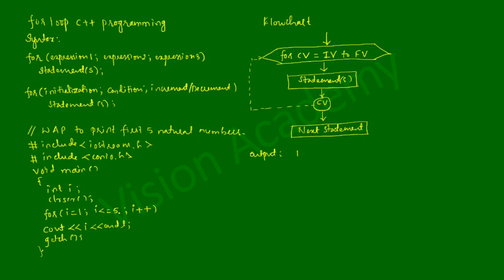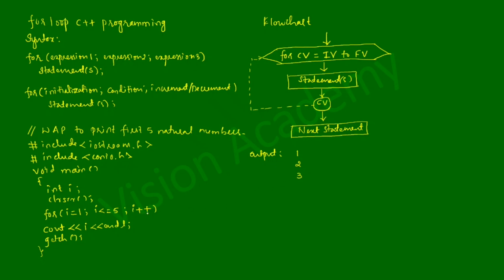2 is less than or equal to 5. Yes, it is true. Once again, this I value will be printed. Right now it is 2. Again, it increments the value of I by 1. This time it is 3. Now 3 is less than or equal to 5. Yes, condition is true and we are going to print value stored in I.